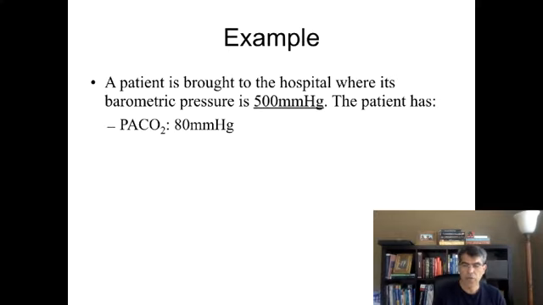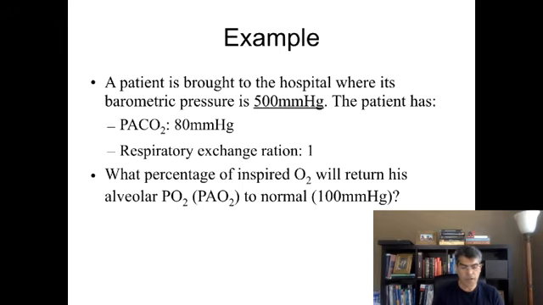So let's say you're bringing a patient to the hospital where the pressure outside is 500 millimeters of mercury instead of 760. You may say, how is it possible? I would say, let's say you're living at a very high altitude. If you're living at a very high altitude, the pressure of the air is going to drop, obviously. So let's say the pressure of the air is around 500 millimeters of mercury. And when you do tests on this patient, you find that PaCO2 is around 80. And if the respiratory exchange ratio is 1, you want to bring the PaO2 of this patient to 100 millimeters of mercury.